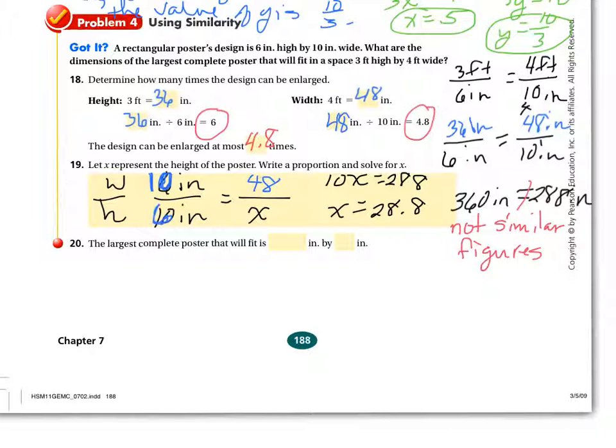And really the height that we're looking for it to be less than is what? Isn't this the height that we're looking for it to be less than? So, therefore, the largest complete poster that will fit is, our width is 48 inches by a height of 28.8 inches.